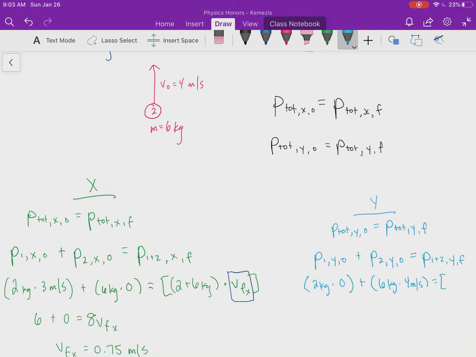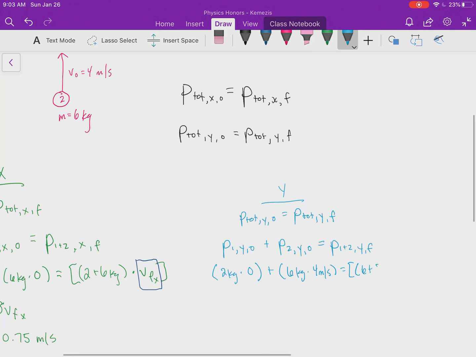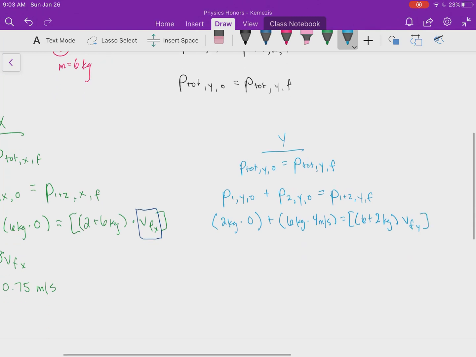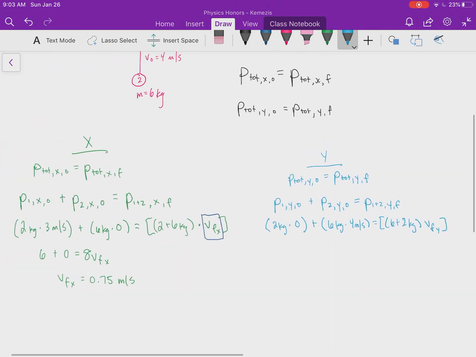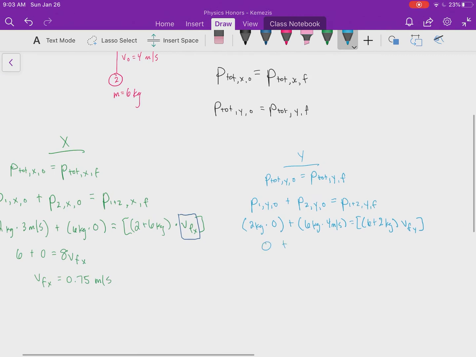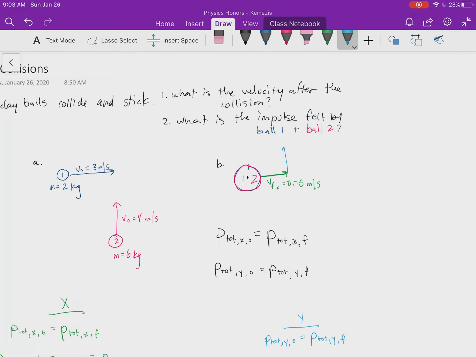6 kilograms times 4 meters per second is going to be equal to, again, we have this new mass of 6 plus 2 times some final velocity in the y direction. So we're mirroring the same thing that we had in the x. So we have 0 plus 24 equals 8 v_fy, and this comes out to v_fy equals 3 meters per second. So this object also has a velocity in the y direction of positive 3 meters per second.